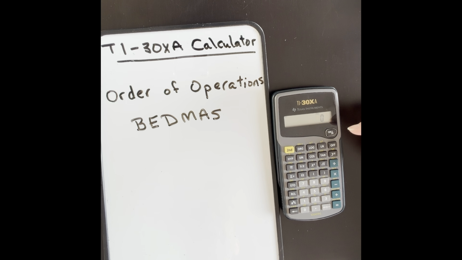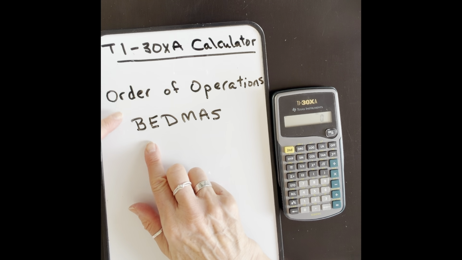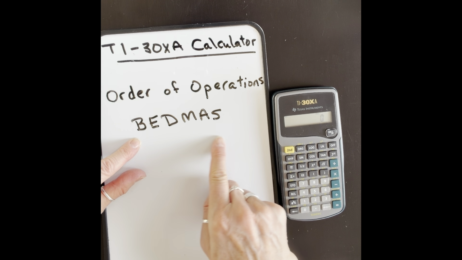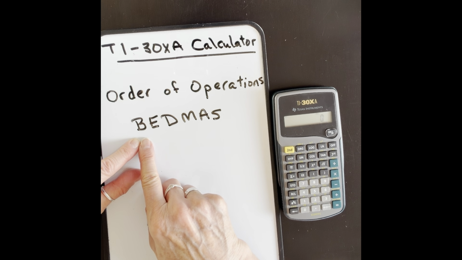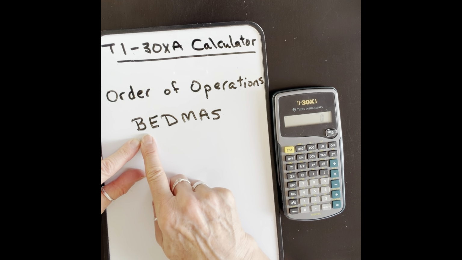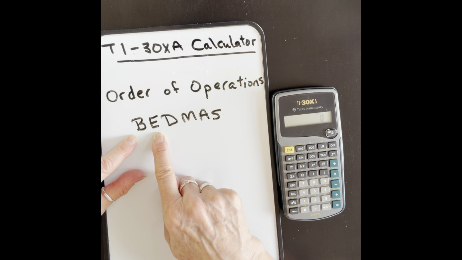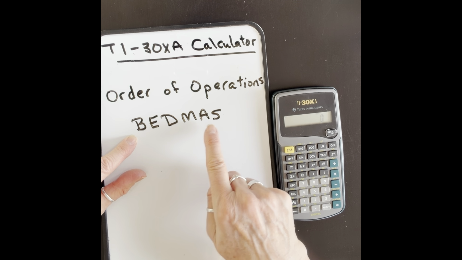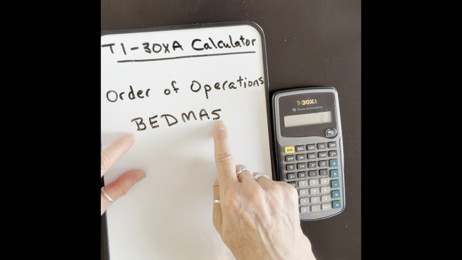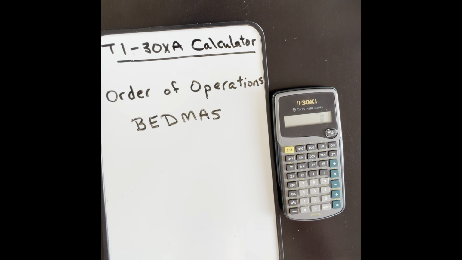This calculator is a scientific calculator, and because it's a scientific calculator, it will follow what's called the order of operations. The order of operations, you may know that as BEDMAS. You might also see it as PEDMAS, so with a P instead of a B. In either case, you're going to do brackets or parentheses first, then exponents, then division multiplication, then addition subtraction. That's the order you should do operations when you have an expression, and this calculator is programmed to do that.